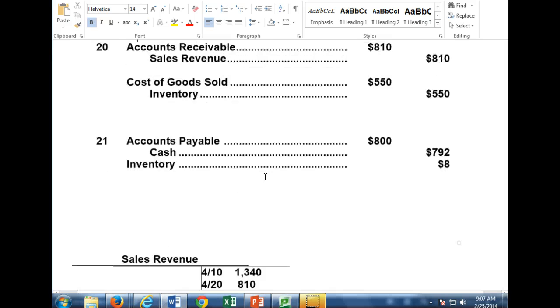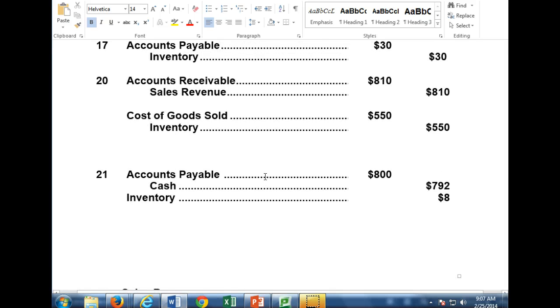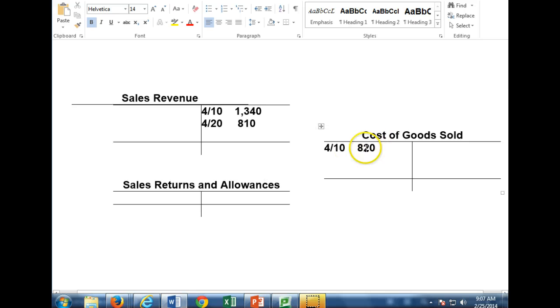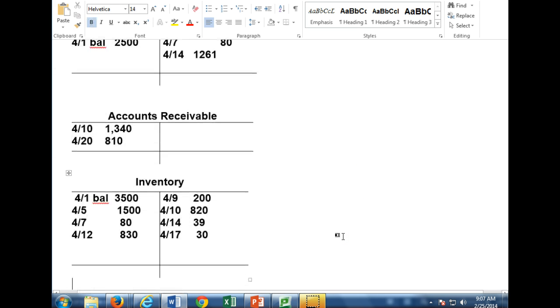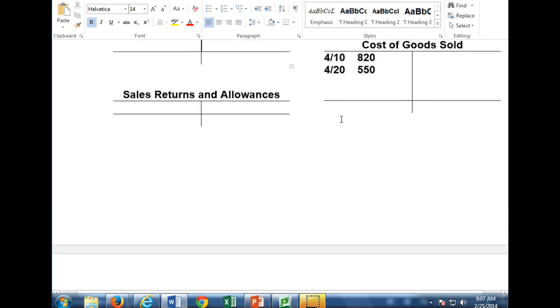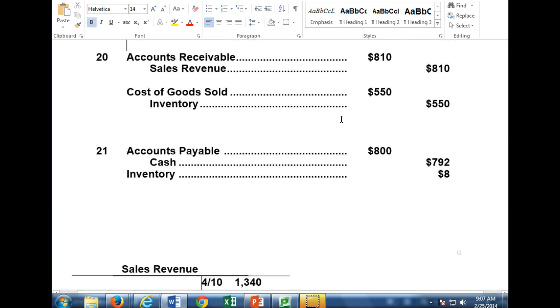Okay. What other transactions do we have? Cost of merchandise. Cost of goods sold $550, inventory $550. So again, this is going to be April 20th, $550. We're going to reduce our inventory by $550, aren't we? And then I think we're getting pretty close. We've got a couple more on the board here, but what's our next one?